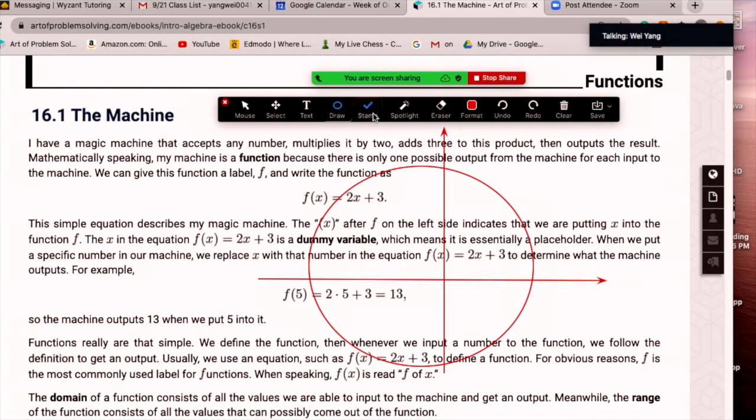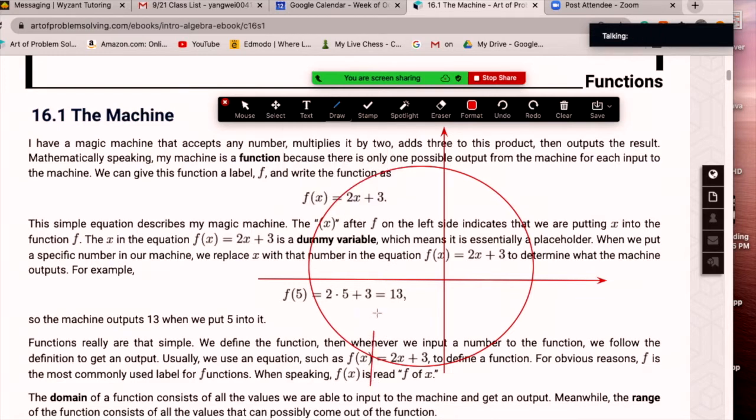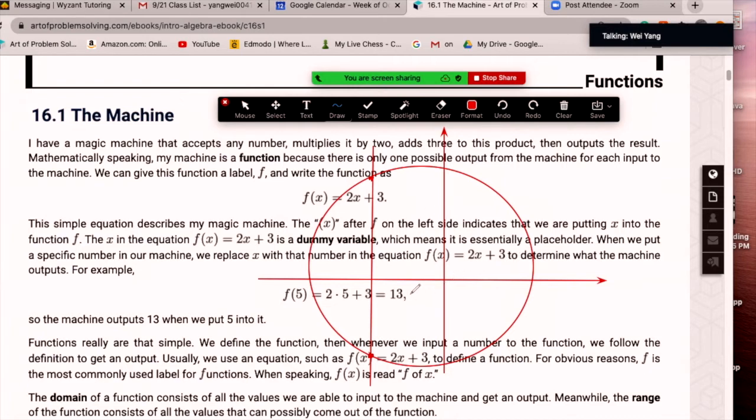you just need to draw a vertical line anywhere and check how many intersection points you have. When you draw here, you get two intersection points with this circle. So that means this circle is not a function, because we have the same x here responding to different y. This is y1, this is y2. They're different. So this plot is not a function.